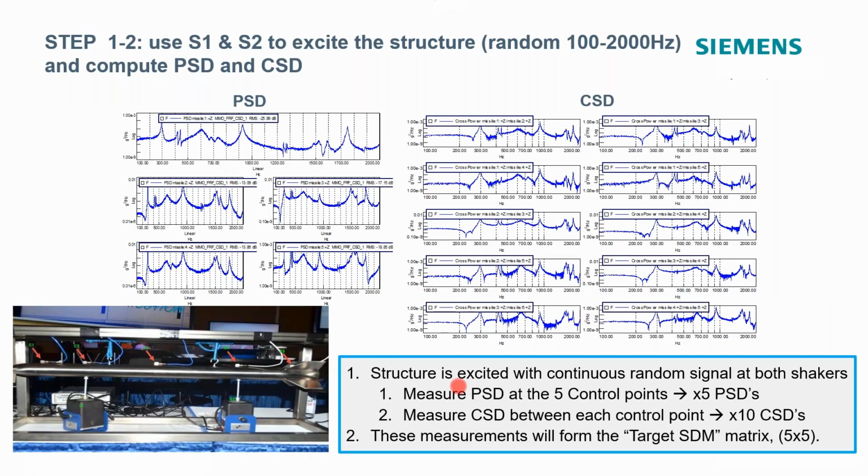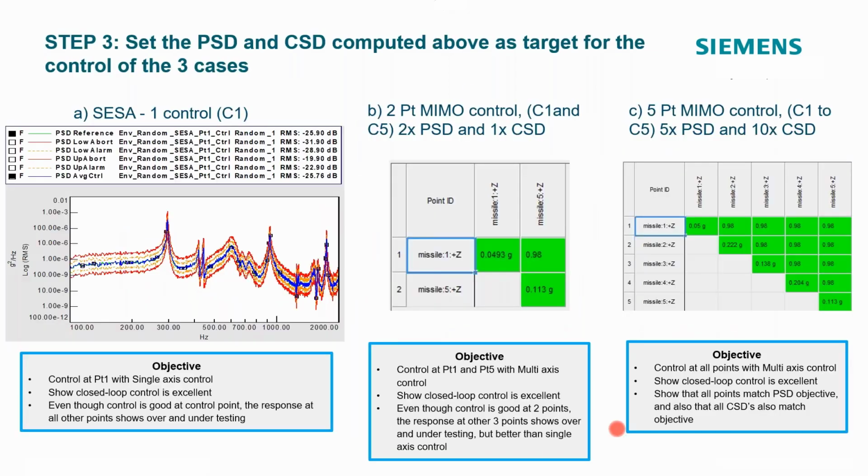So first, the structure is excited with continuous random signal at both shakers. Measure the 5 control points. There's our PSDs, there's our CSDs. So those are our field conditions that we're going to simulate. Then we're going to take that information, and to prove the point, we're going to do closed loop control. The objective, control point 1, single axis control, show closed loop control is excellent. And then look at the other points, and even though control is good at control point 1, the response at all other points shows over testing and under testing.